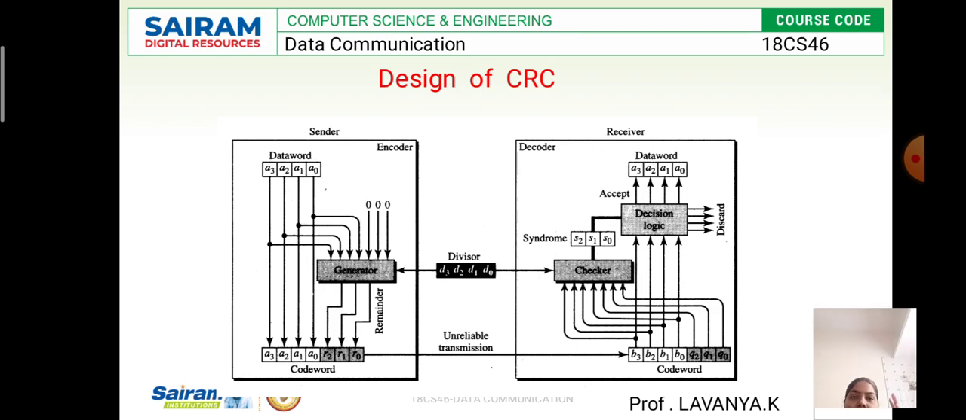At the receiver side, the decoder receives the code word, which possibly has been corrupted during transmission. A copy of the n bits is fed to the checker, which is like the generator. The remainder produced by the checker is called a syndrome.